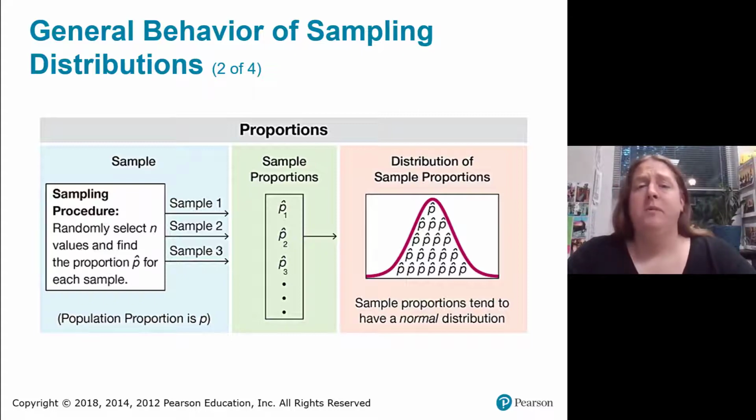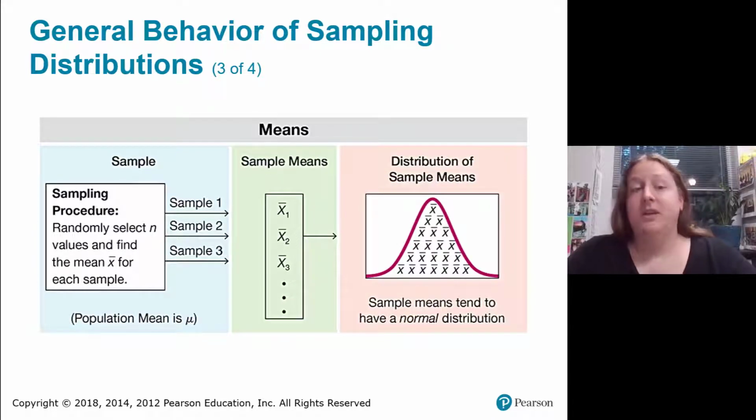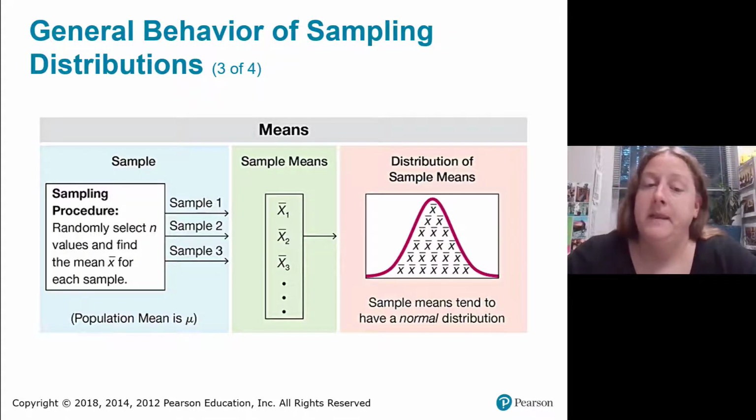So what we mean by that, here we have proportions. We're going to randomly select n values and find the proportion for each sample. And so we'll have this collection of sample proportions that we gather. When we look at the probability distribution of those, it's going to look normal. Similarly, if we look at sample means, the same thing happens. So we randomly select n values, and we're going to find the mean for each of those samples. And so we'll end up with this collection of sample means that we'll be working with. We look at the probability distribution of those sample means, and again, normally distributed.